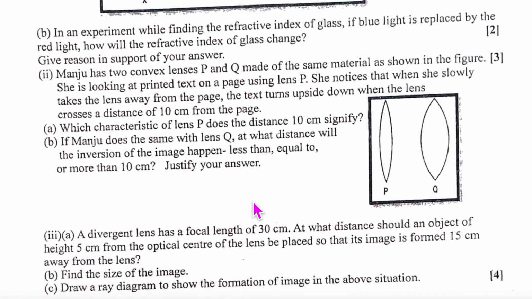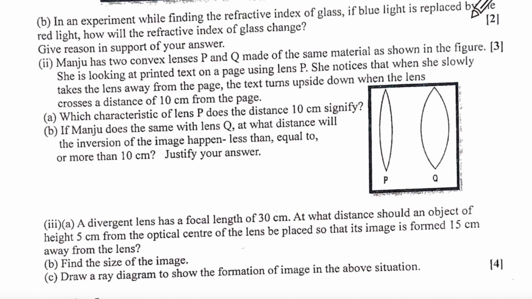So in an experiment while finding refractive index of glass, blue light was replaced by red light. Lambda increases. How will the refractive index of glass change? It decreases. It will decrease. Ma'am, the wavelength increases, therefore refractive index decreases. That's what they're asking. How will the refractive index of the glass change? The ratio of sin I upon sin R.